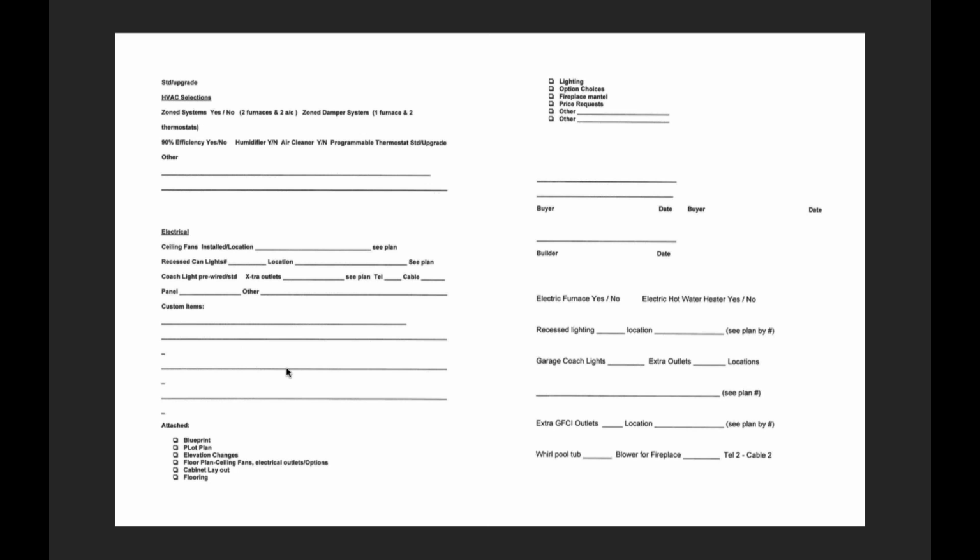So here I put down a kind of checklist for the pre-con meeting. So hold on, let me finish with this. Fireplace mantle. People are very visual, so you'll want to make sure they can see the mantles. What is a standard mantle? What is an upgraded mantle? Recessed lighting, garage coach lights. That's another thing.